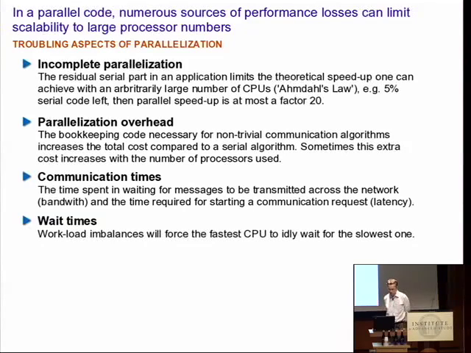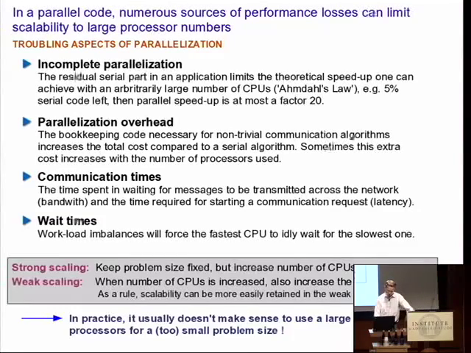If you run something on 2,000 processors, and only one of them is a factor of 2 slower, well, all the other 2,000 processors will just sit around half of the time and do nothing. Right? So that's very important to realize.